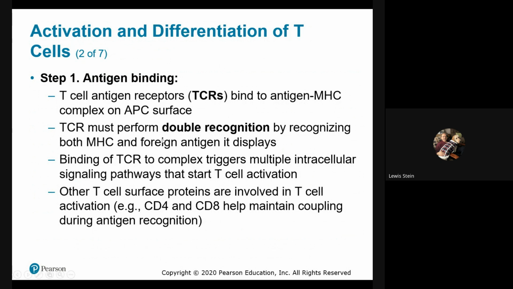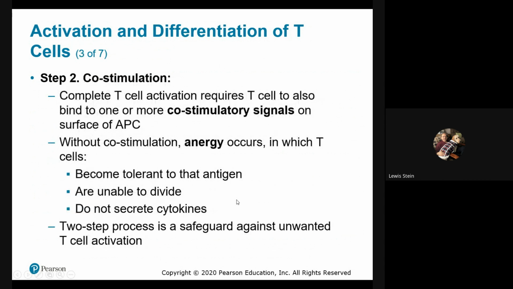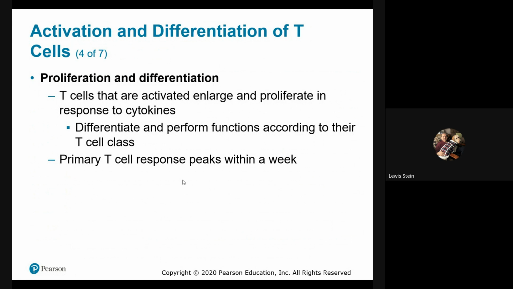And you'll see a little bit of this. There's different kinds of receptors and this double recognition. So those are just things to remember without going into all the ins and outs. It has to bind to co-stimulus signals on the surface of the APC. Without it, it doesn't work. The animation will show you.